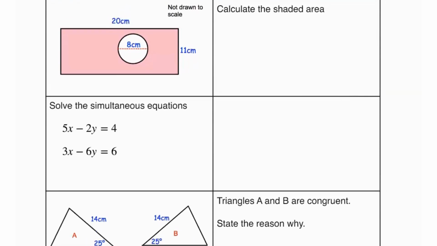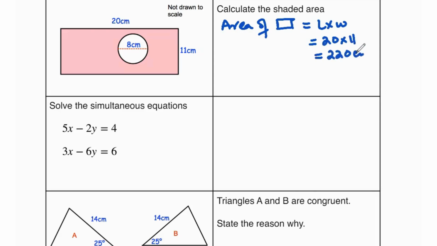Then it says calculate the shaded area. So for the shaded area, first we find the area of the rectangle, which is going to be length times width. And that is 20 times 11. That's 220 centimeters square. And you find the area of circle, which is pi r square.